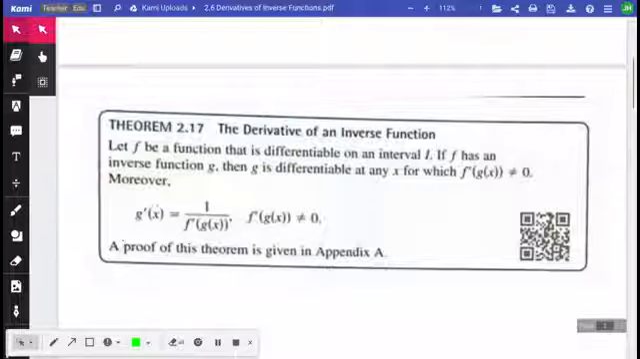If g is the inverse of f, then the first derivative of g is 1 over the first derivative of f, plugging in the original g function, the actual inverse. That would be the derivative. So we'll do some examples. But again, if g is the inverse of f, then g prime is equal to 1 divided by f prime of g.